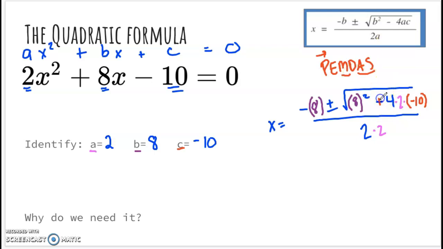I'm also going to add a negative here, so I'm going to keep that negative with my 4. Okay. And now I've got everything plugged in. I can go ahead and start evaluating.